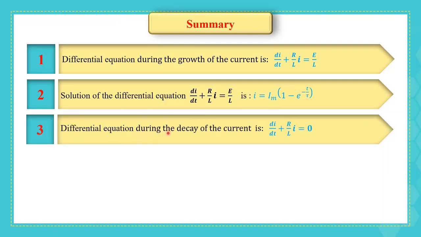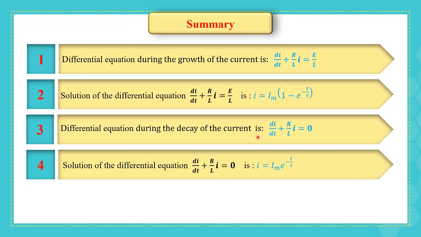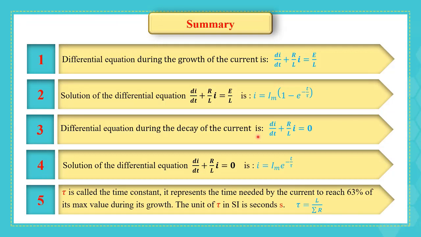The differential equation during the decay of the current is di over dt plus r over L i equals 0. The solution is i equals I maximum e to the power minus t over tau, and the time constant tau is the time needed by the current to reach 63% of its maximum value during its growth, and the unit of tau is second.